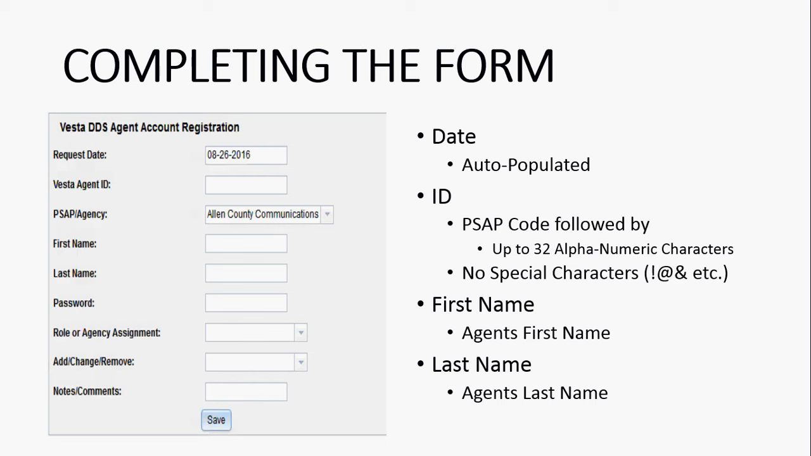The agent ID, we want this to be a PSAP code followed by up to 32 alphanumeric characters. So Allen County is the first one up here in the PSAP for the agency list. So their PSAP code is ALCO, and I'm going to email out a list to everybody so you have those PSAP codes. So we want you to use the ALCO and then followed by whatever you're going to have your agent ID. So, for example, for myself, Lori Alexander, I may do ALCO Alexander.